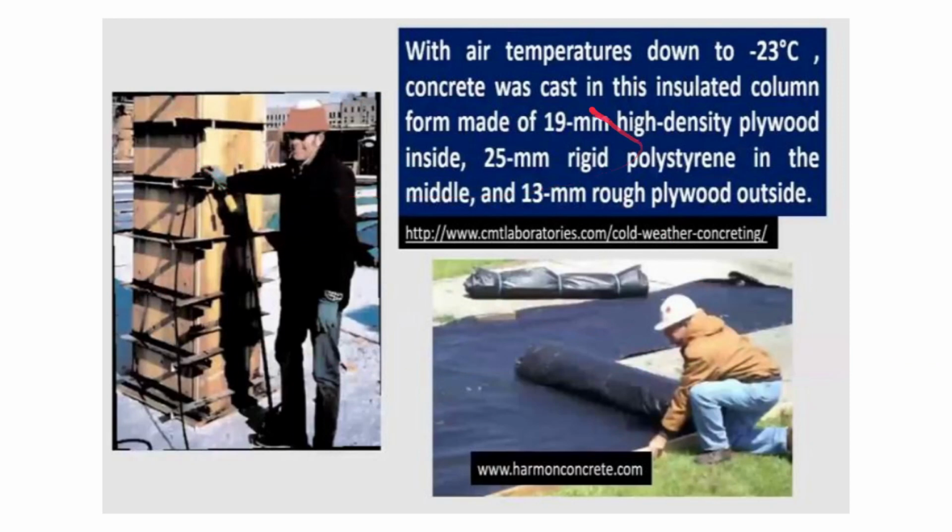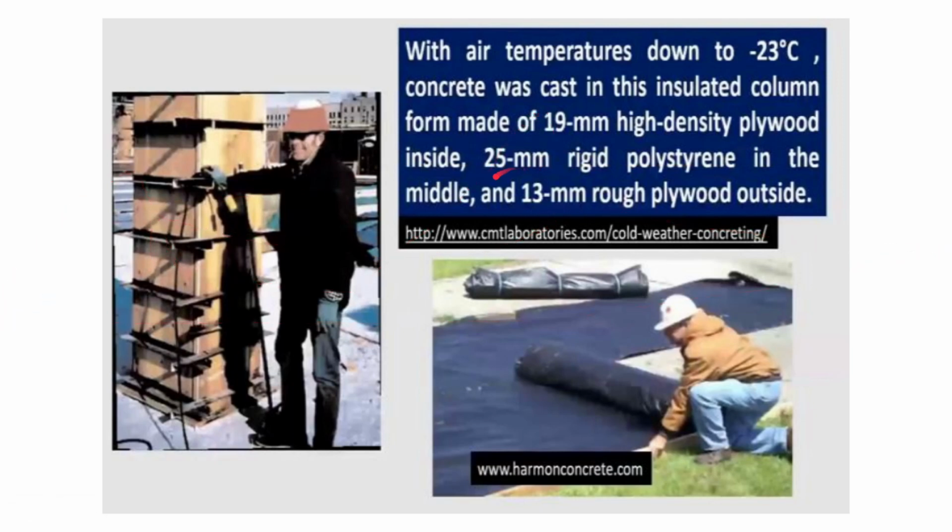So here you can see, as we studied in one of the tables, that hydration stops completely if it is below -7, okay. But they have achieved concreting in air temperatures even down to -23. That is 16 degrees lower than -7, when hydration stops, okay. Still they have done concreting successfully. How? Because the concrete was cast in an insulated column form, which was made of 19 millimeter high density plywood in the interior, okay. Then 25 millimeter rigid polystyrene in the middle, and 13 millimeter rough plywood outside, okay.